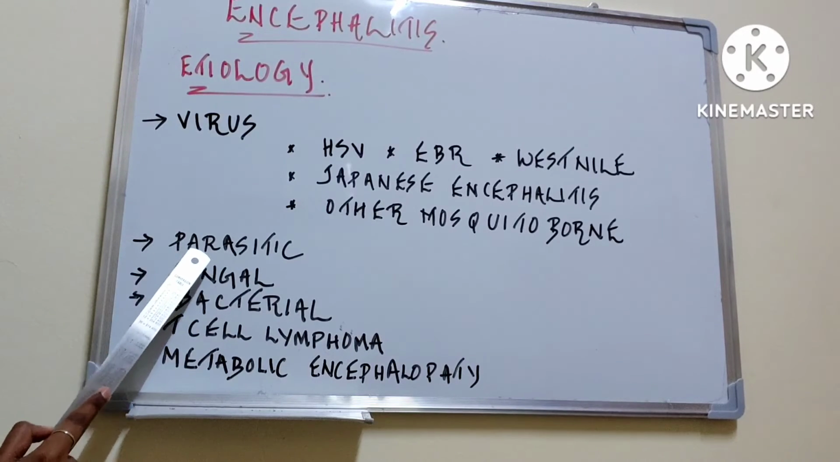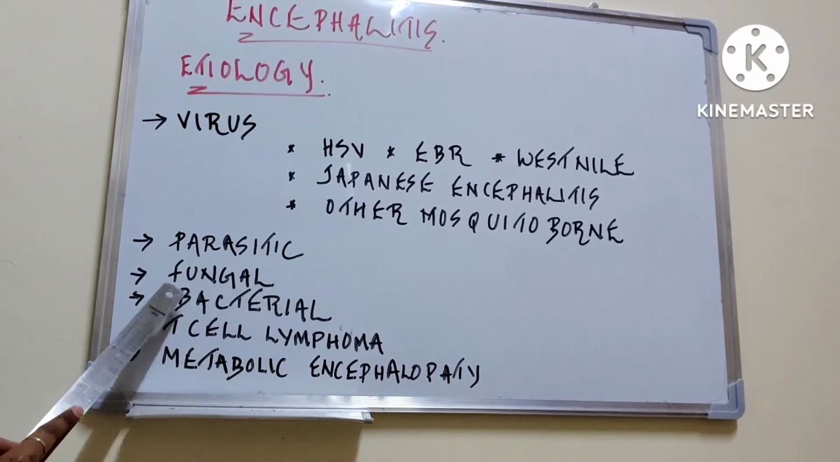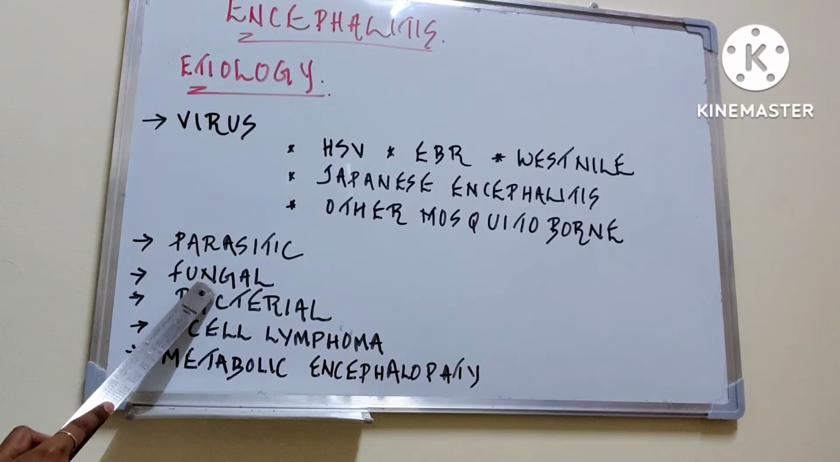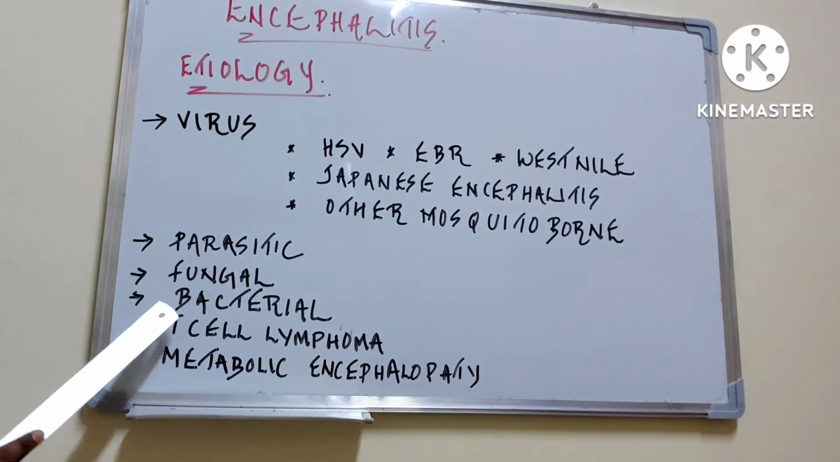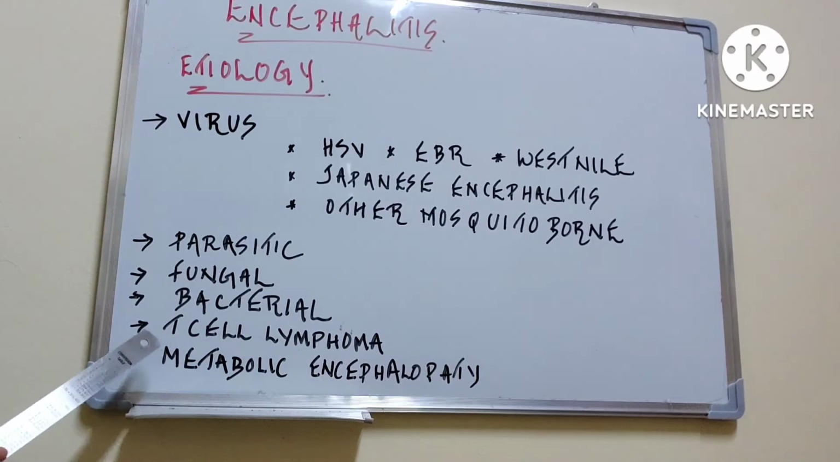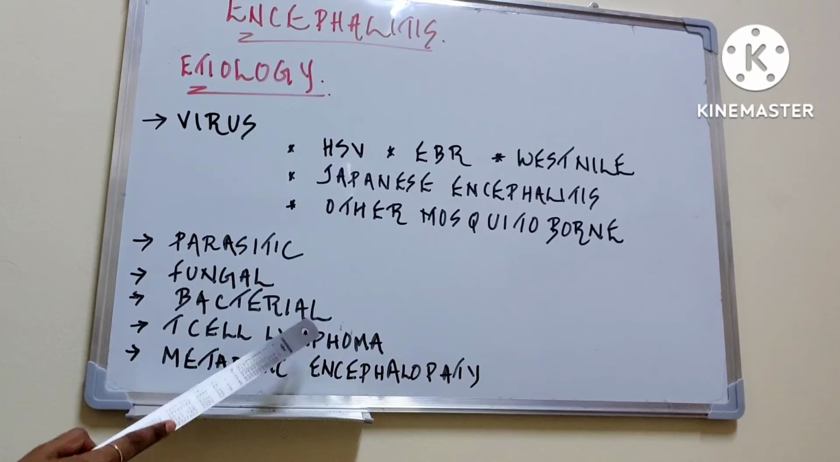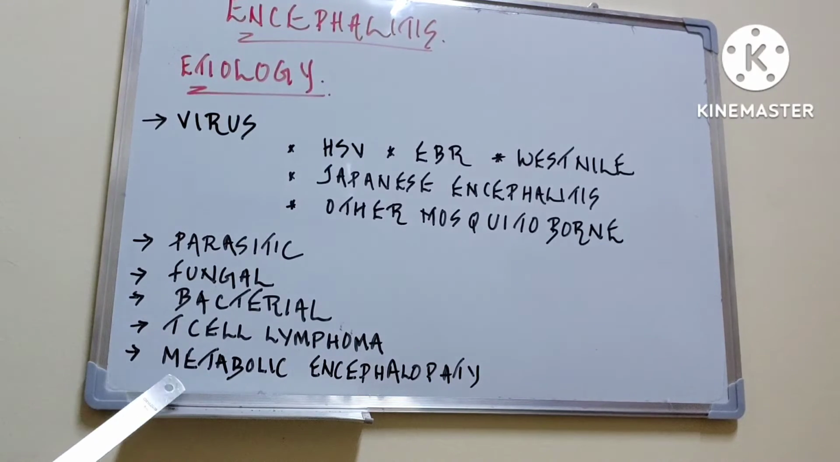And the second one is parasitic. That may include toxoplasmosis. The third one is fungal. Cerebral aspergillosis can lead to encephalitis. Bacterial, and then T-cell lymphoma patients. Patients who are suffering from T-cell lymphoma may have a chance of developing encephalitis. And the last one is metabolic encephalopathy. Metabolic encephalopathy is nothing but it affects the biochemical functions of the brain.